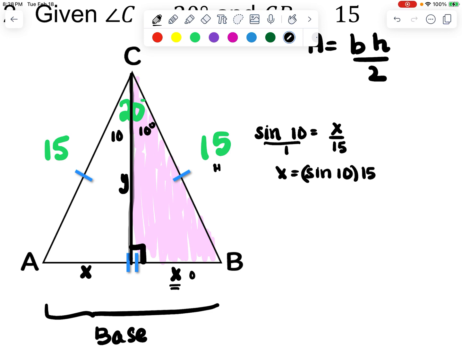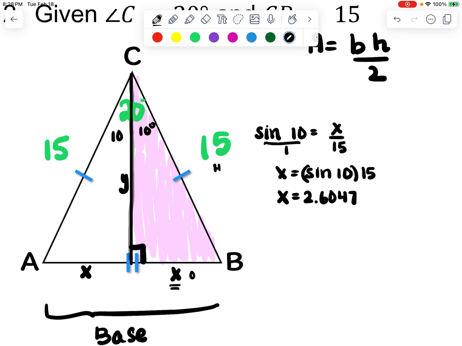You can hear me, I'm working, whoops. And I'm going to get X is equal to 2.6047 is what it has.